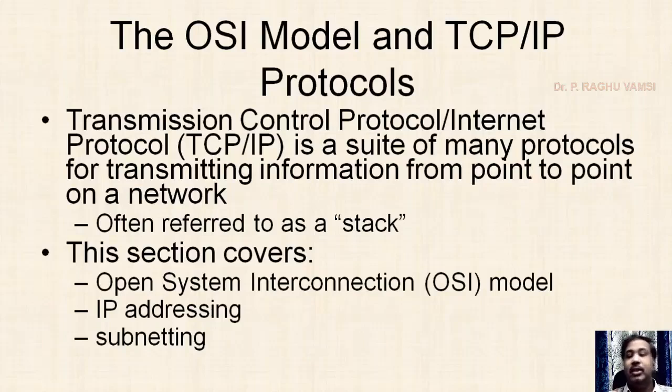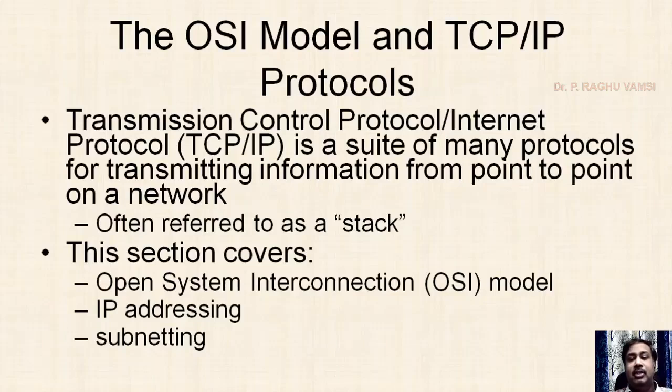This ISO OSI was first introduced in 1979. Later, in the mid 1980s, the TCP/IP protocol stack was developed. The ISO OSI model is the first reference model for computer networks, in which there are seven layers: the physical layer, data link layer, network layer, transport layer, session layer, presentation layer, and application layer. Like that, seven layers are there.